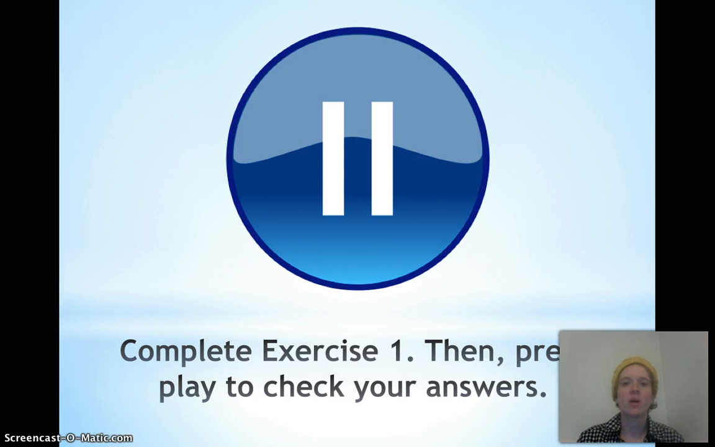So at this point, I want you to stop the video and complete exercise 1 on your handout. When you finish completing the exercise, start the video again until you get to the answers, and then pause it again so you can check your answers.